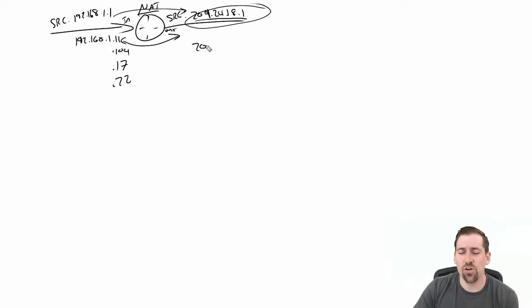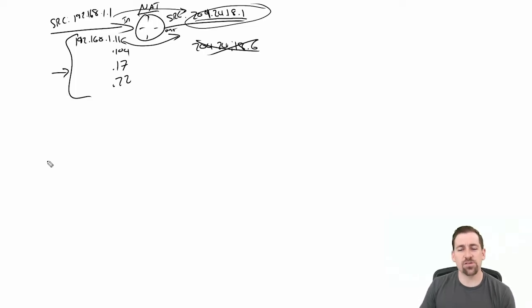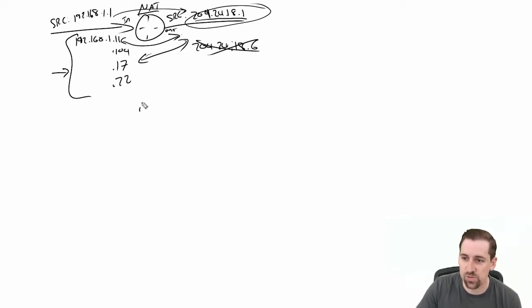So I don't get 204.24.18.6 as well. I don't get that. So I need to map multiple internal addresses to a single external address, many to one, right, or one to many. The term in the Cisco world and in the world at large, if you wanted to use it, would be NAT overloading as well. So this would be called overloading, NAT overloading, or NAT overload.